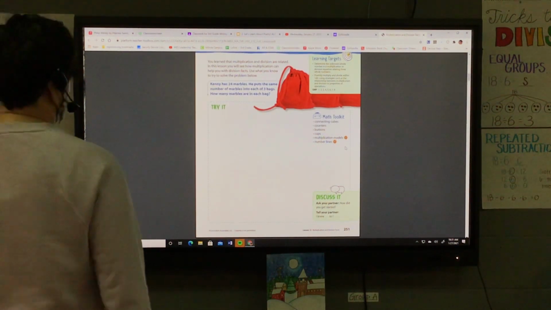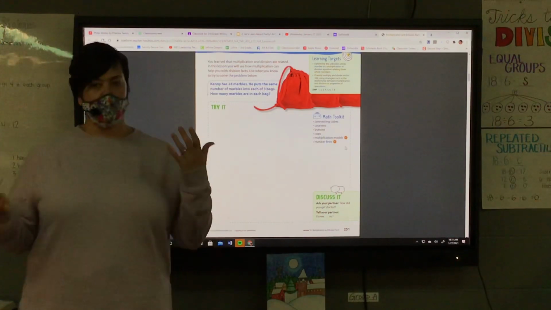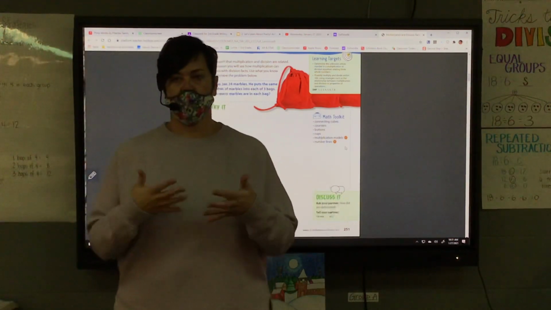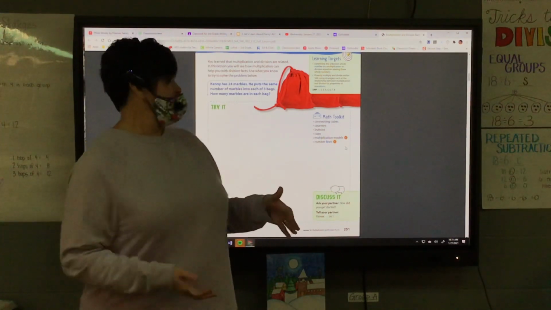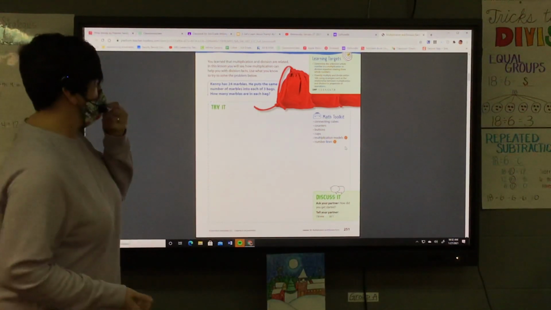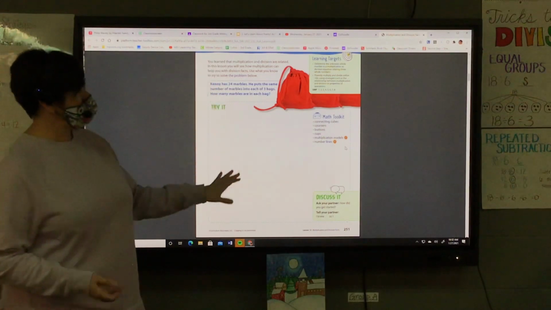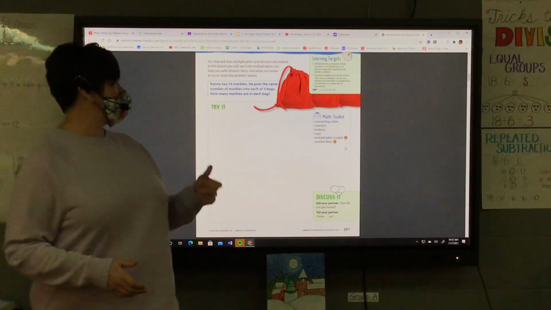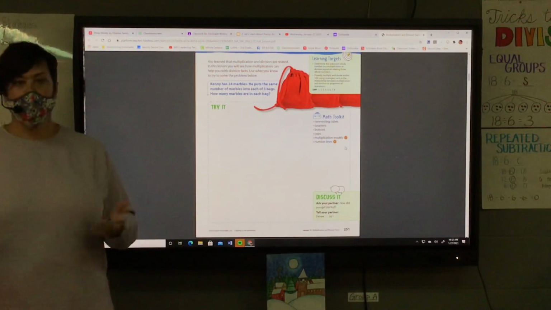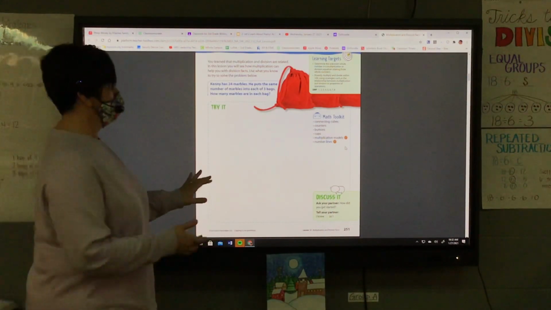Still talking about how division and multiplication are related, and we've worked on fact families. We're just going to continue to do all those things, and in this lesson we're going to see how multiplication can help you with your division facts.